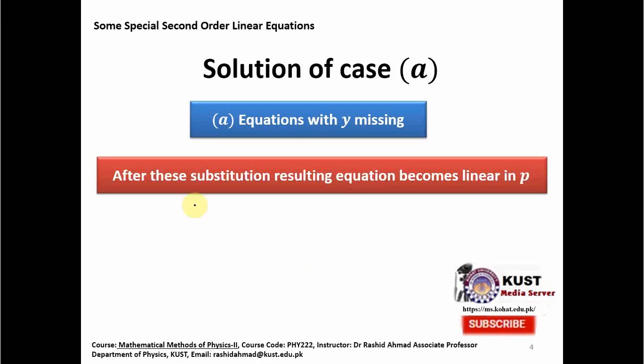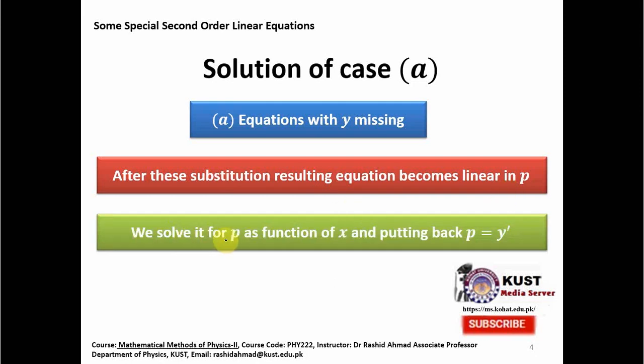The method is that after these substitutions, the resulting equation becomes linear in p. Although y was not there, we made the substitution y prime equal to p and y double prime equal to p prime, and we will see in examples that after these substitutions the equation is linear in p. Once we have a linear equation, we solve it for p. Because it's a linear equation and we already know how to solve a linear equation in some variable, here that variable is p, so we solve it as a function of x.